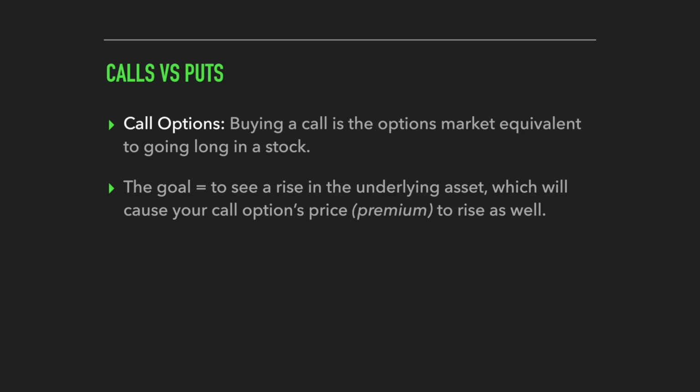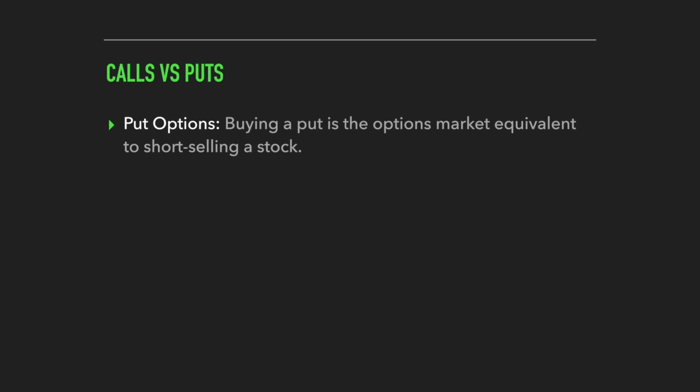And remember, just like anything else, you still want to buy low and sell high. So your goal with these call options is going to be to buy them low when the stock price is also low. And then as the stock price rises, your call option's premium is going to go up as well. And you can then sell that at a profit.